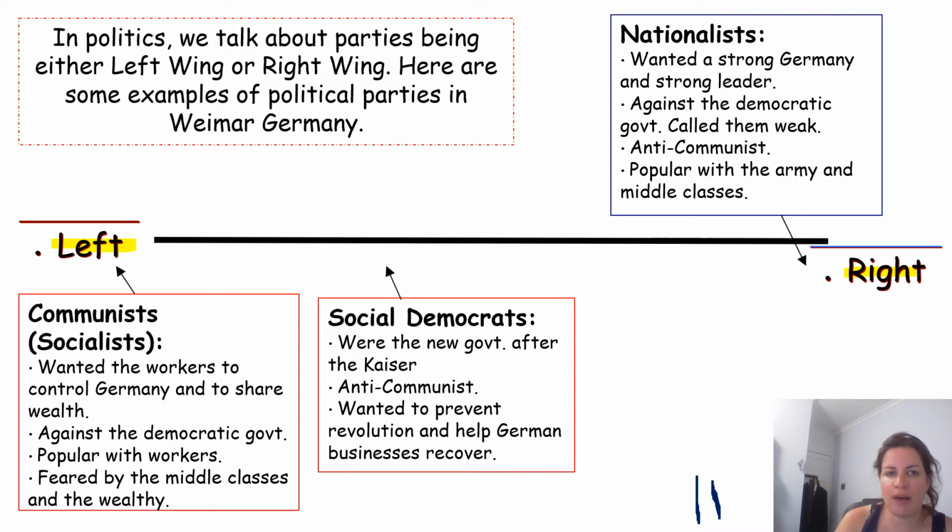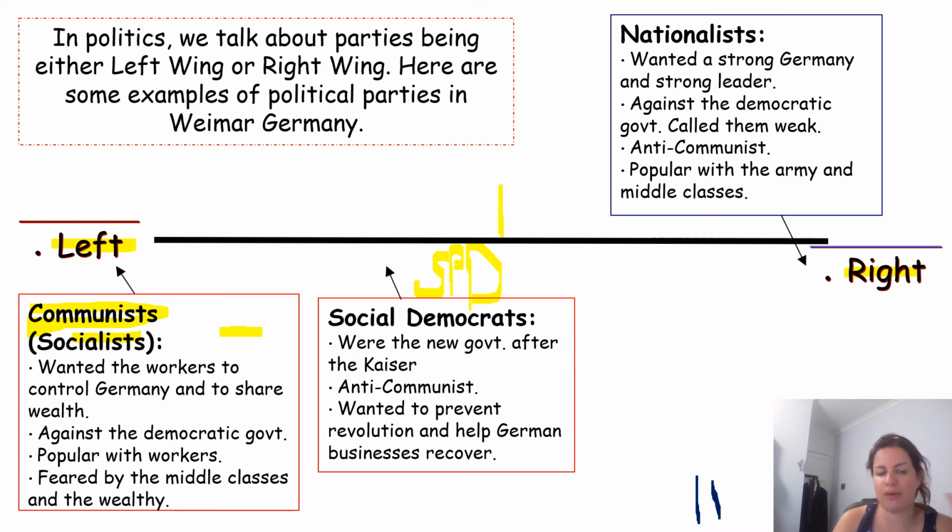So if I'm talking about people on the left, I'm talking about political parties like the communists. Communists were also known as socialists. Now we obviously know the SPD are in power. They are the Social Democratic Party. They are not as far over onto the left as the communists. They are a bit more towards the centre. So they've got similar ideas to the communists, but they're not exactly the same. Communists wanted the workers to control Germany, to share the wealth.